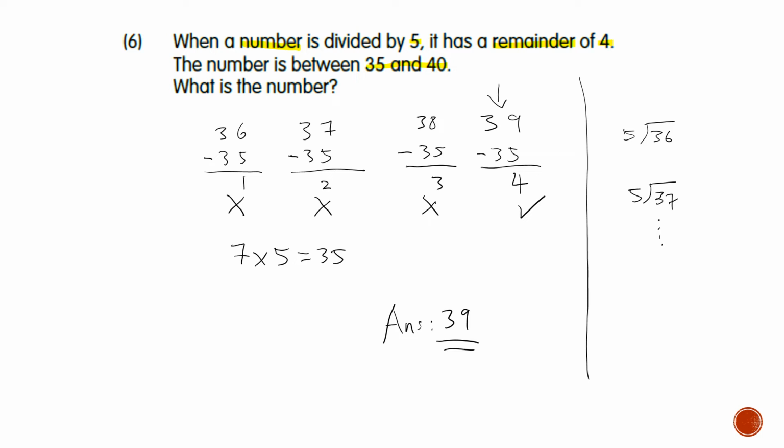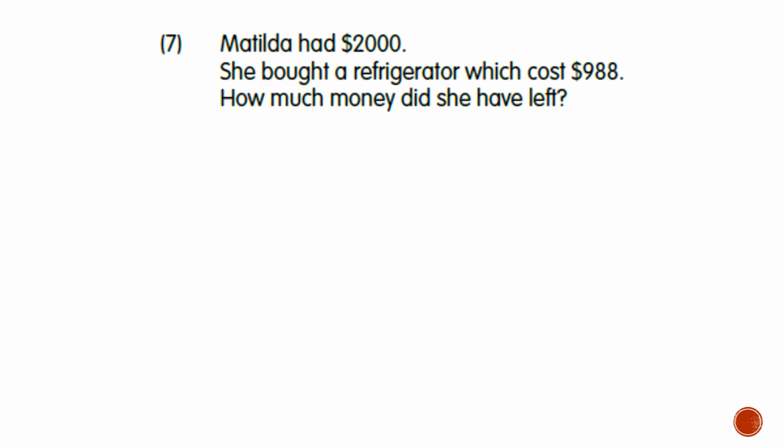Let's move on. Now, Matilda had $2,000. She bought a refrigerator which cost $988. How much money did she have left? So I'm going to highlight the keywords very quickly. Matilda had $2,000. She bought a refrigerator which cost $988. So 2,000 is actually a given total. 988 is the given part. So this one is a simple part-whole model.